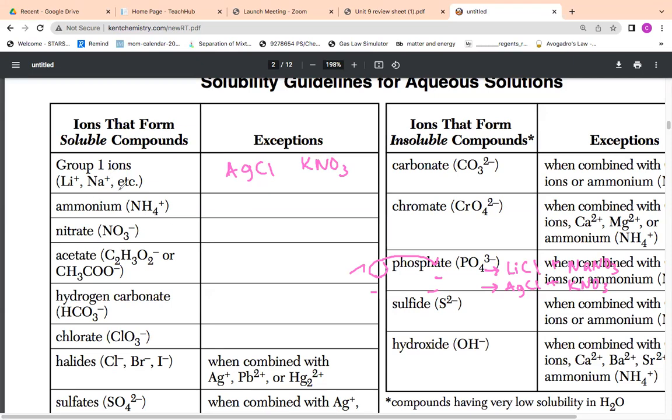But in case you don't look, potassium is in group 1, and anything with nitrate is also soluble. So this thing is soluble. Now we have to look at AgCl.